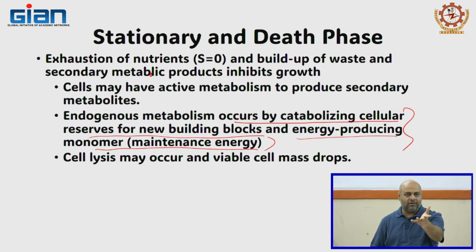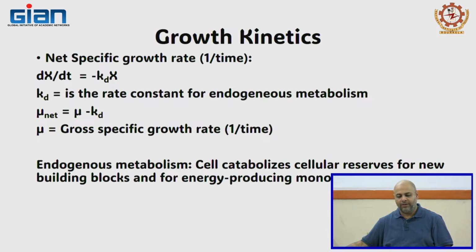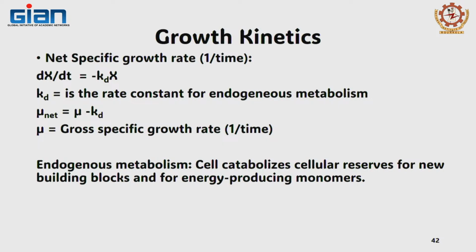Okay. The dying cells or the dead cells are the ones which are providing the maintenance materials. The cell lysis may occur and the viable cell mass will drop in the stationary and the death phase. So, the growth kinetics with respect to your stationary phase is given with, instead of mu, this minus k d. This minus k d is the rate constant for endogenous metabolism, because now the growth is endogenous in nature, due to catabolism. We are looking at k d rather than mu, which is your specific growth rate.